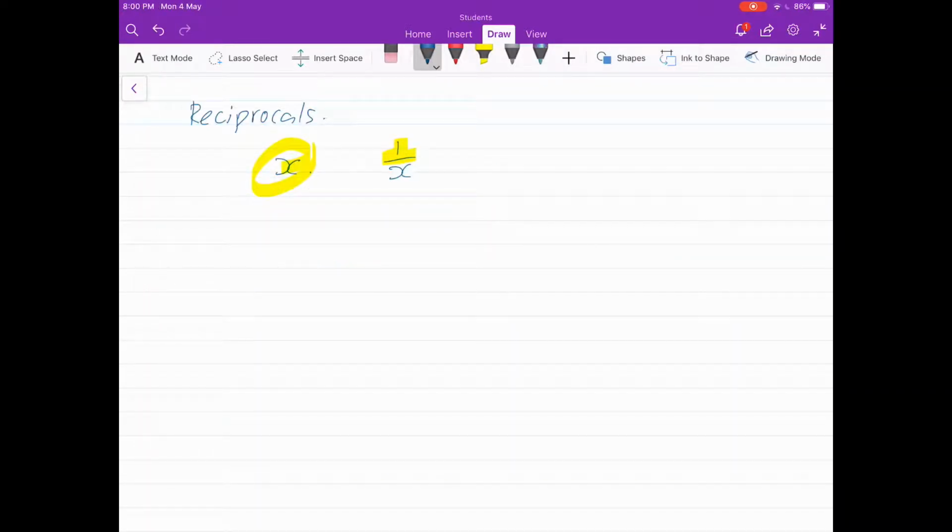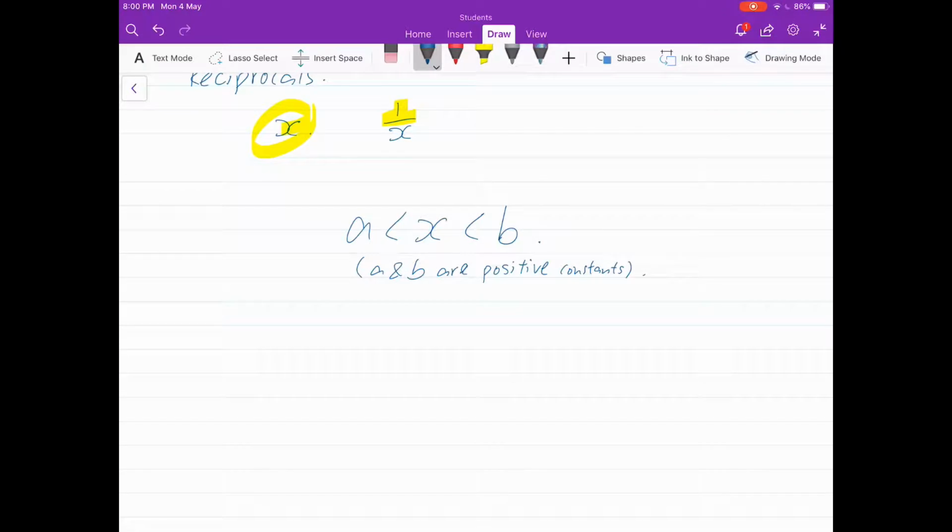So let us consider an interesting case, or a generic case that I would like to put forth here today. Suppose I have this inequality. Okay, what happens when I take the reciprocal of x, i.e. I take 1 over x? What do you think is going to happen? I'm going to give you the answer.